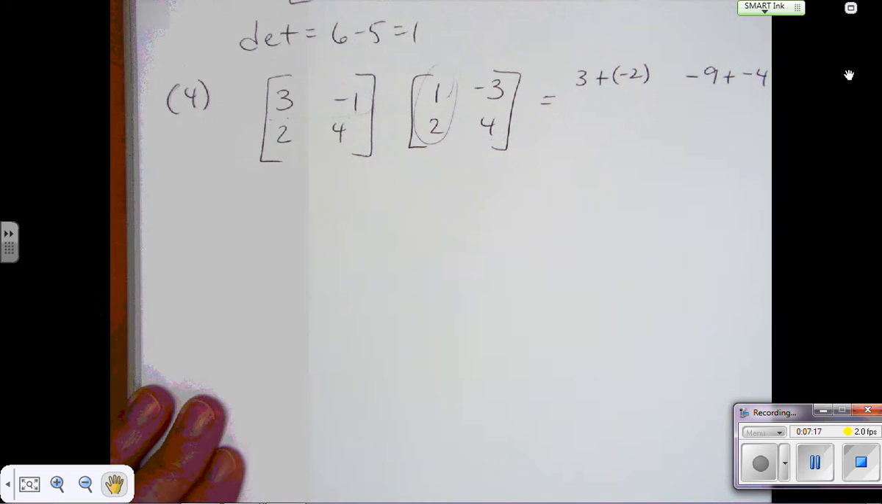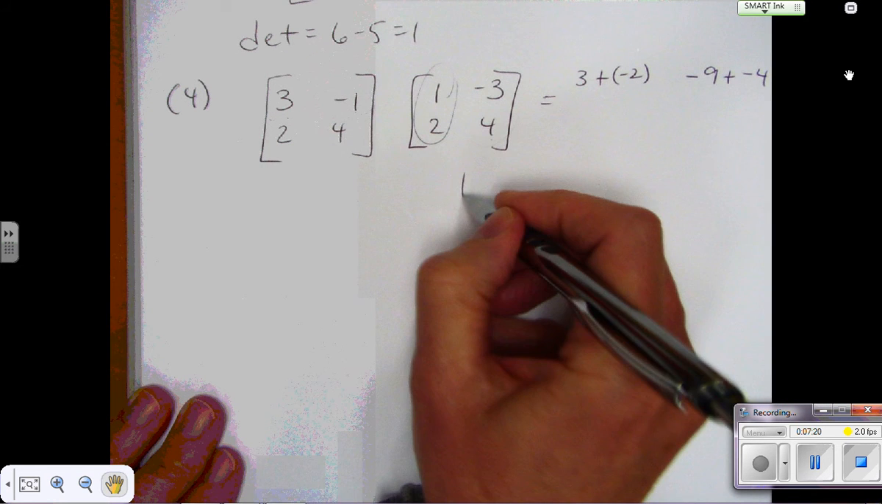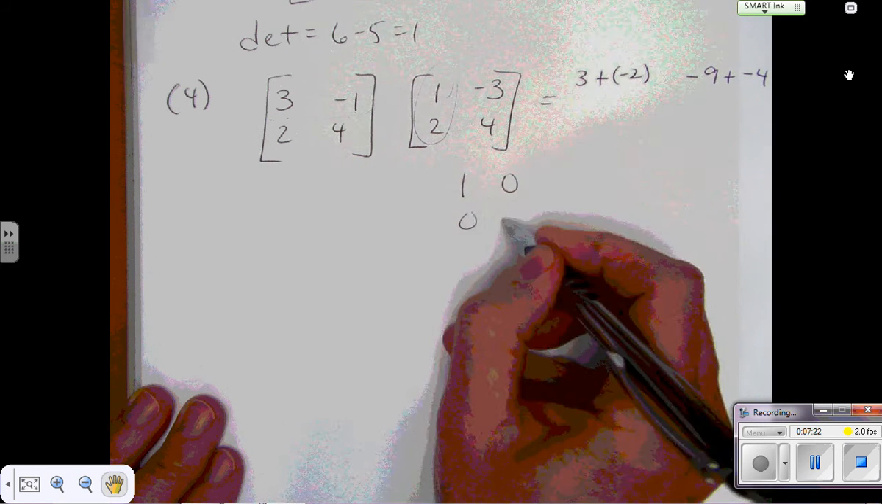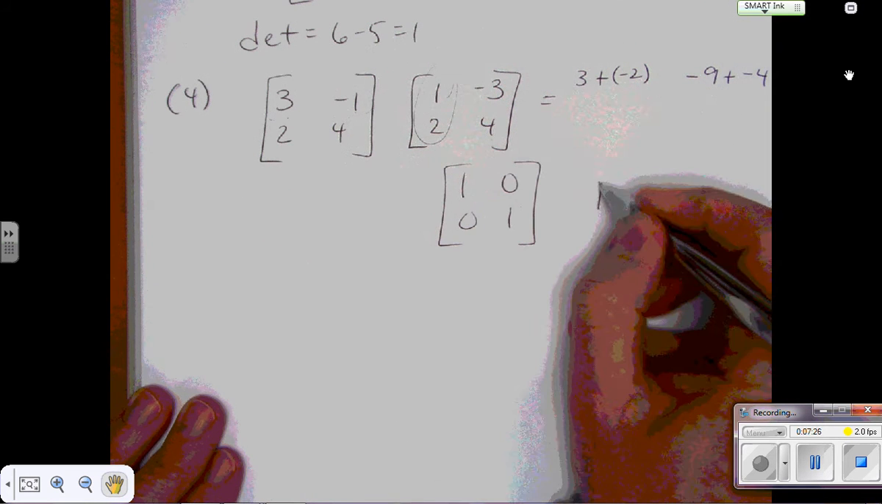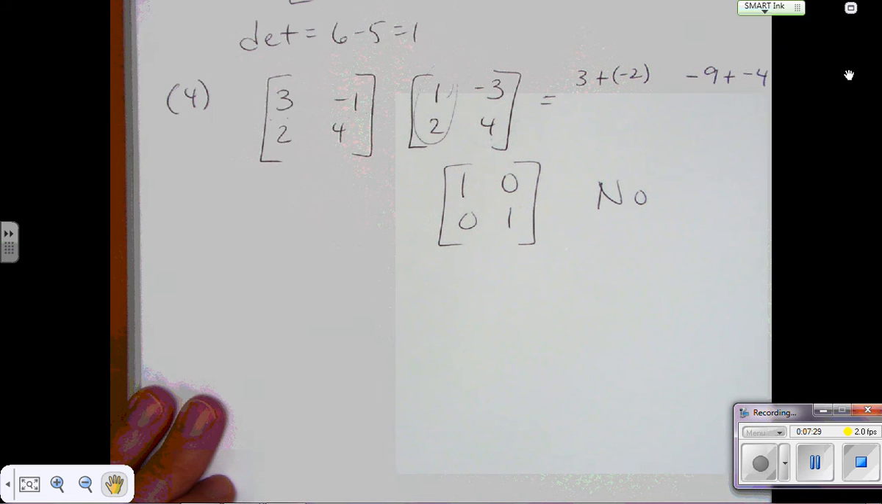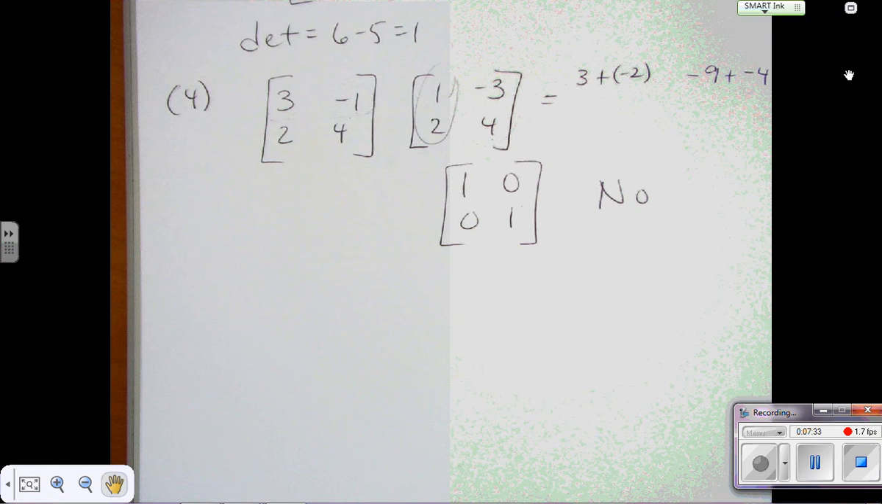Am I going to get a 0 there? The order is supposed to be 1, 0, 0, 1. So is that one going to work? No. So you just say no. They're not inverses. Okay, so let's look on the other side.